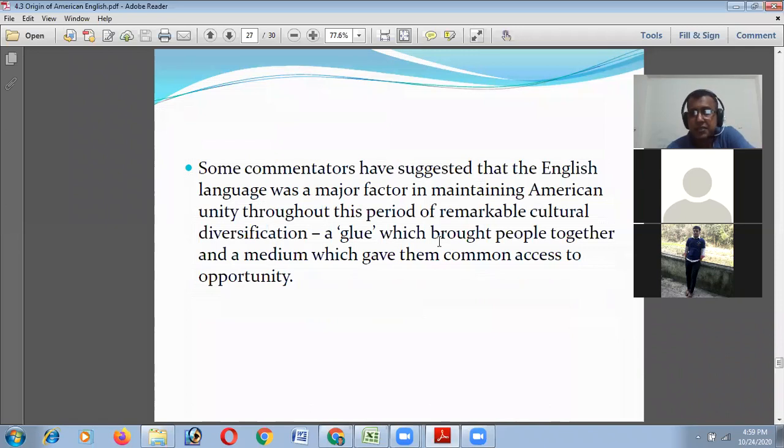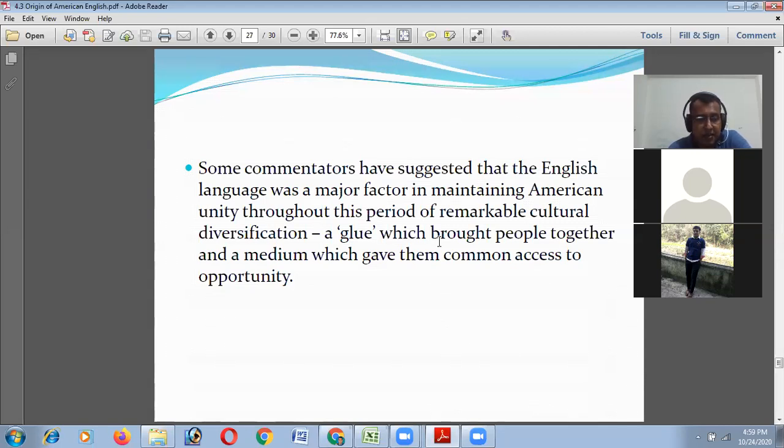So some commentators have suggested that the English language was a major factor in maintaining American unity throughout this period of remarkable cultural diversification, a glue which brought people together and a medium which gave them common access to opportunity. So why did it happen so?